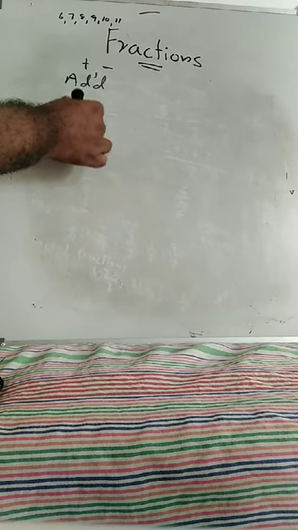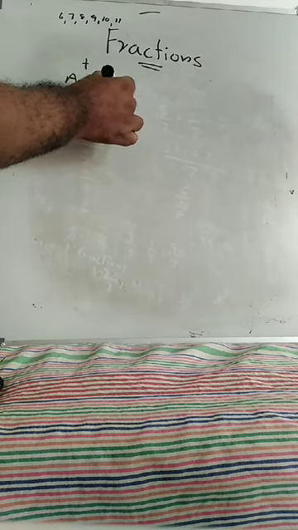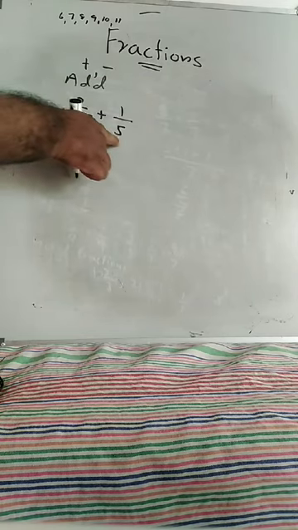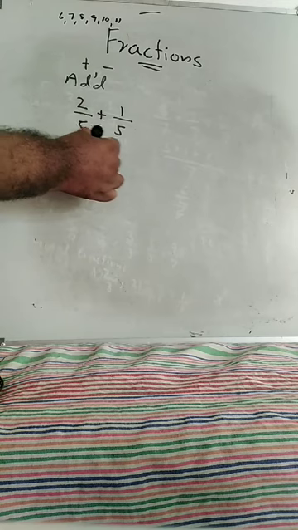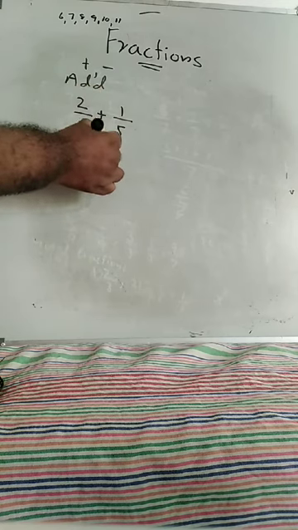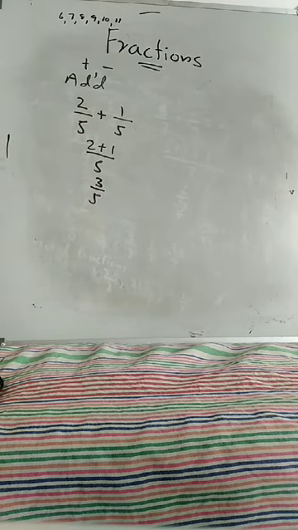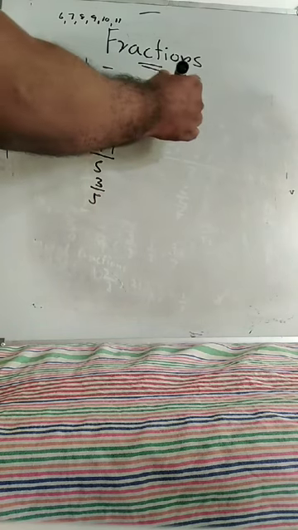2 upon 5 plus 1 upon 5. Here 5 is common, no? Then 5 is common, then the numerators add: 2 plus 1. When 2 plus 1 is added, it is 3 upon 5. Right. Then here, look at this.